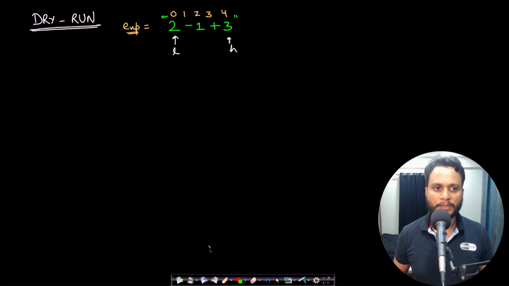Now let's see another example. What we can do is we can apply the logic of merge sort, how we use divide and conquer in merge sort using low and high.